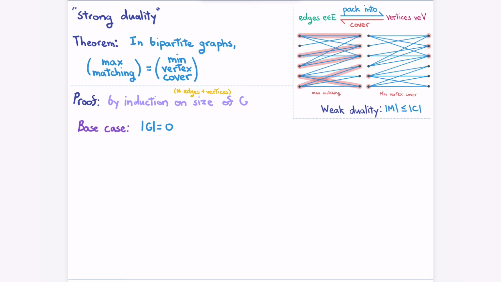So what I'm going to do is induction on the size of the graph, which is the number of vertices plus the number of edges. If it's an empty graph, it's just 0 and 0. There's nothing to do.